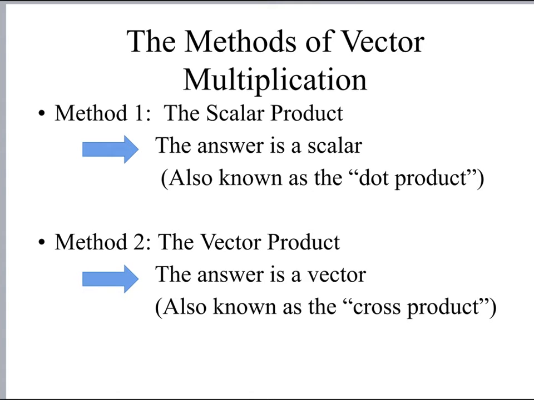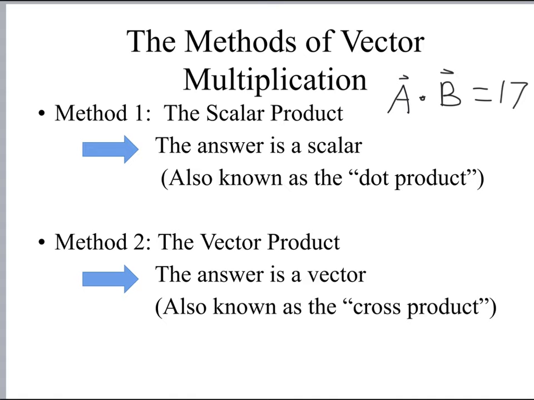Now, when you multiply two vectors together, there are actually two different ways that you can do it. Method one is what's called the scalar product, and the answer is a scalar. When you write out the scalar product, you would write it as something like an A vector multiplied with a B vector, and you're going to get just some number, 17 or whatever it is. And you would actually read this out loud as A dot B equals 17. This is why it's sometimes also called the dot product, A dot B equals 17.